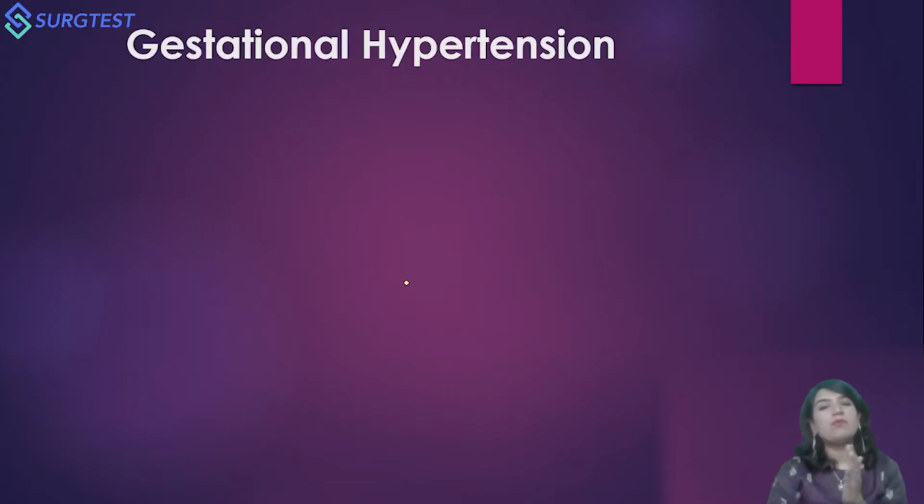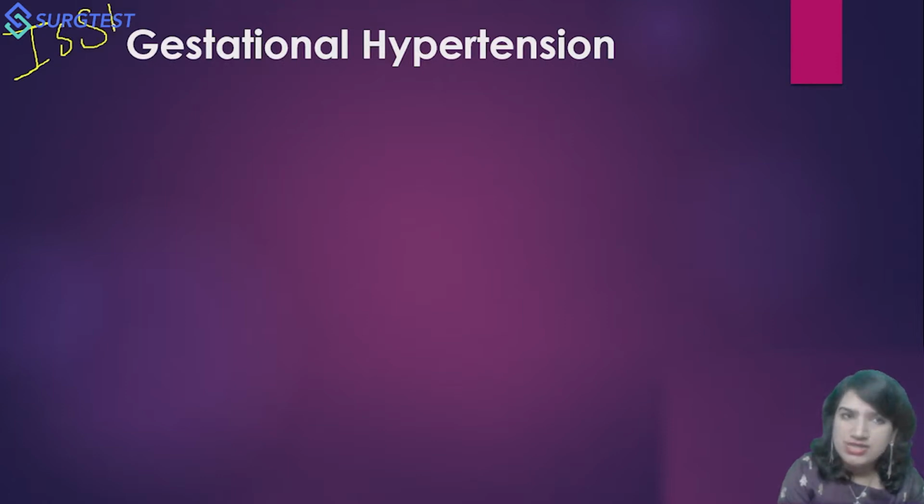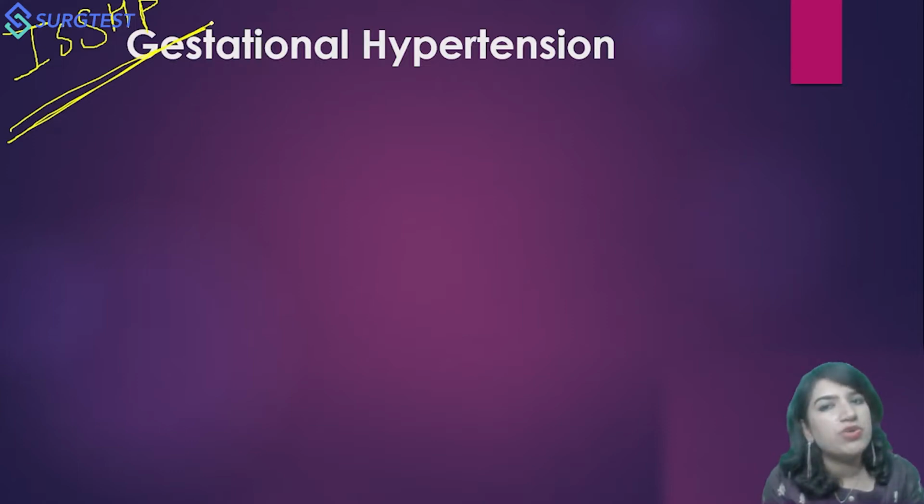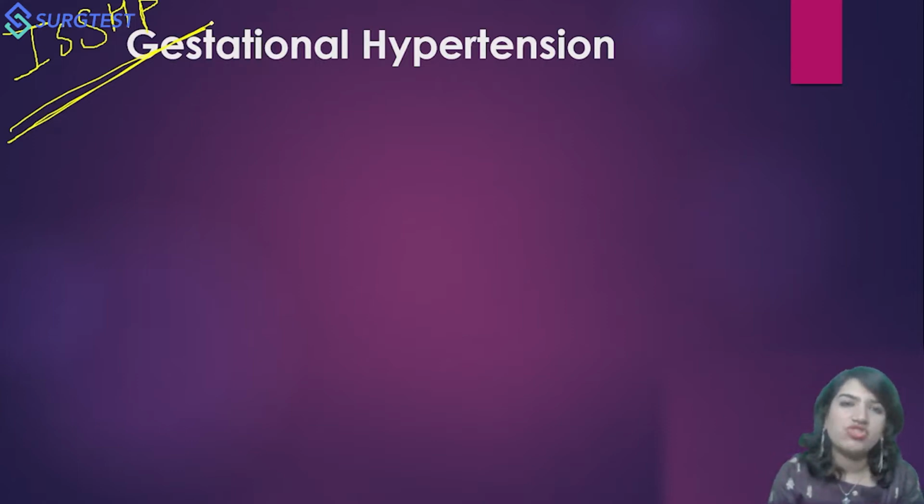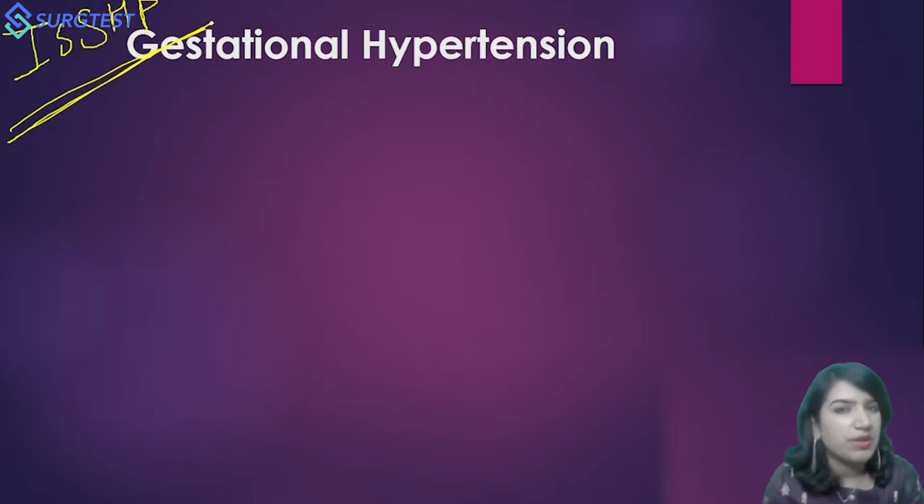Now, let's talk about the different working classifications. Ideally, what we follow is the ISSHP classification, that is the International Society for Study of Hypertension in Pregnancy, and that defines gestational hypertension, preeclampsia, eclampsia, superimposed preeclampsia on chronic hypertension, and chronic hypertension. These are the five categories according to the ISSHP guidelines. So we'll be taking it up one by one.